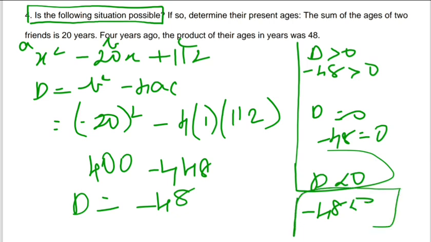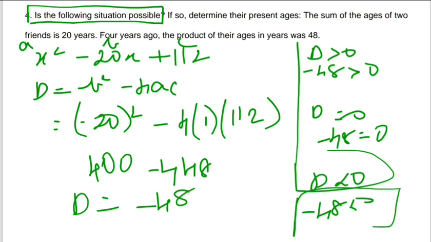Third condition means there are no real roots. That is, there are no roots for the quadratic equation. So the following situation is not possible. If there are no roots, the situation is not possible. We can conclude that the situation is not possible.